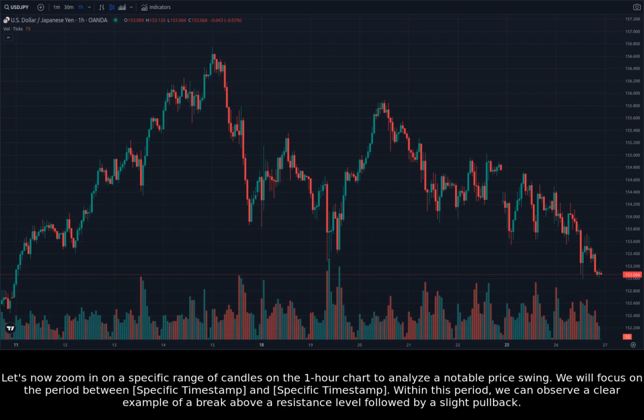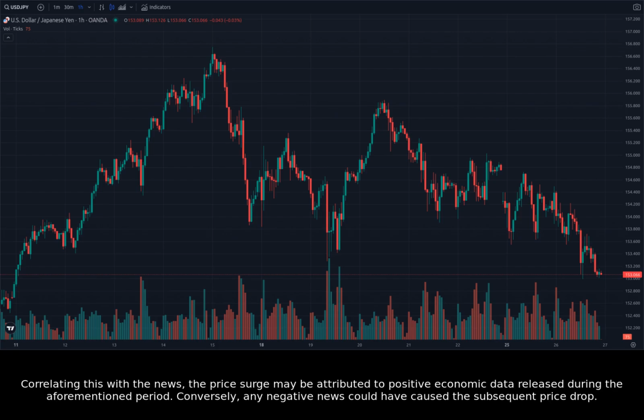Let's now zoom in on a specific range of candles on the 1-hour chart to analyze a notable price swing. We will focus on the period between the two timestamps. Within this period, we can observe a clear example of a break above a resistance level followed by a slight pullback. Correlating this with the news, the price surge may be attributed to positive economic data released during the aforementioned period. Conversely, any negative news could have caused the subsequent price drop.